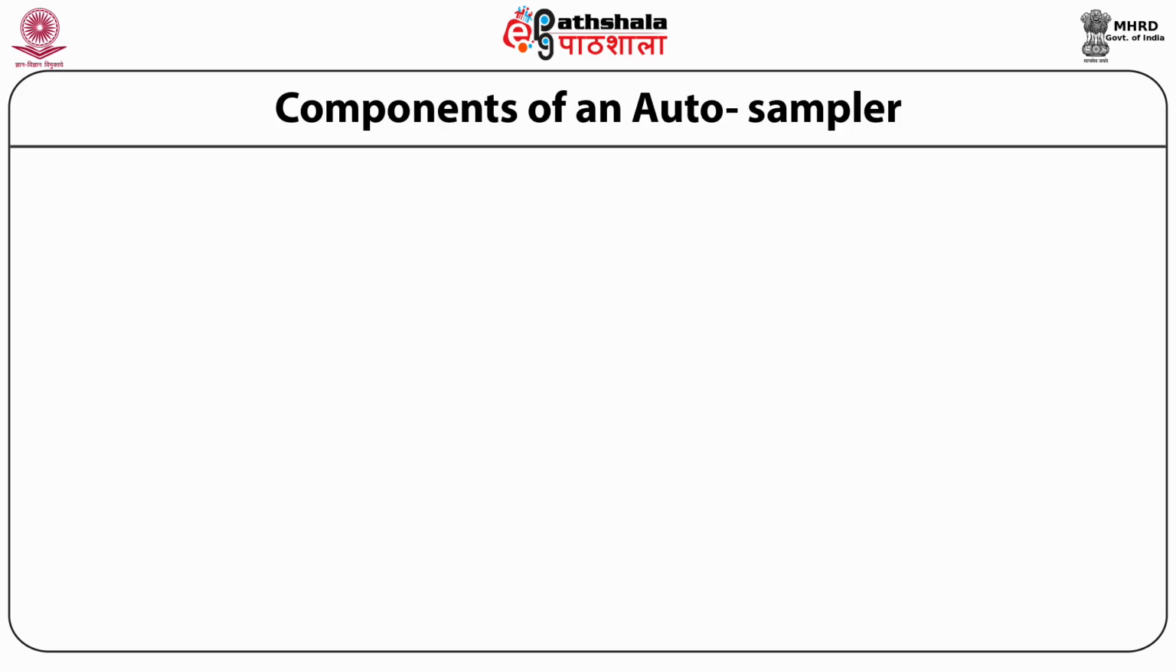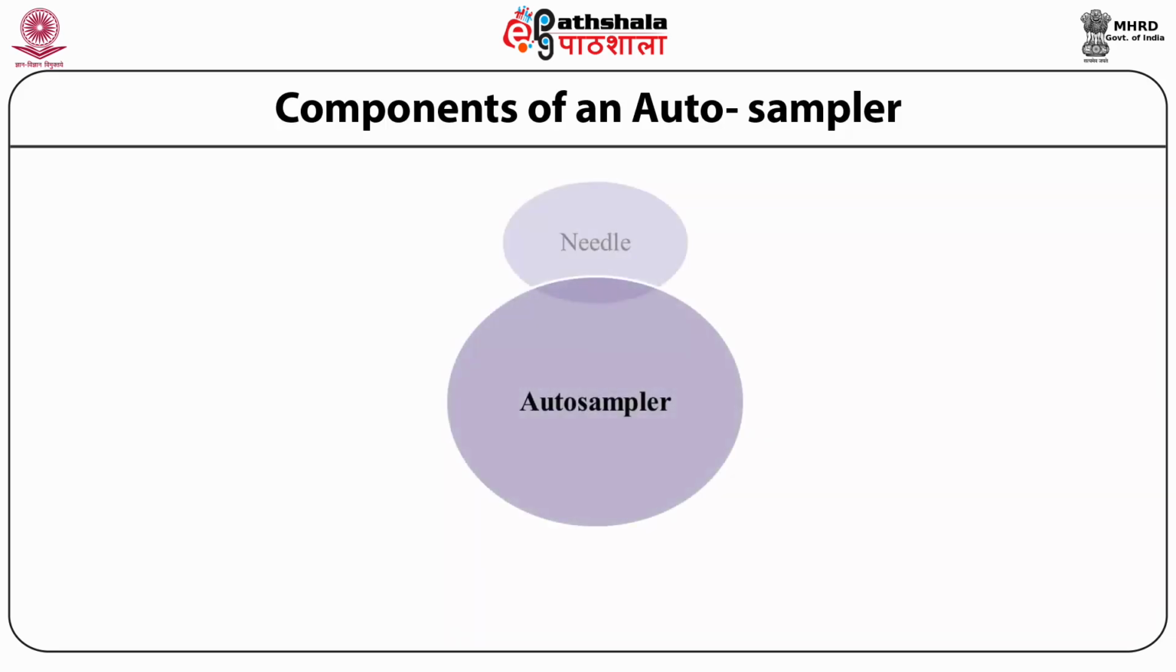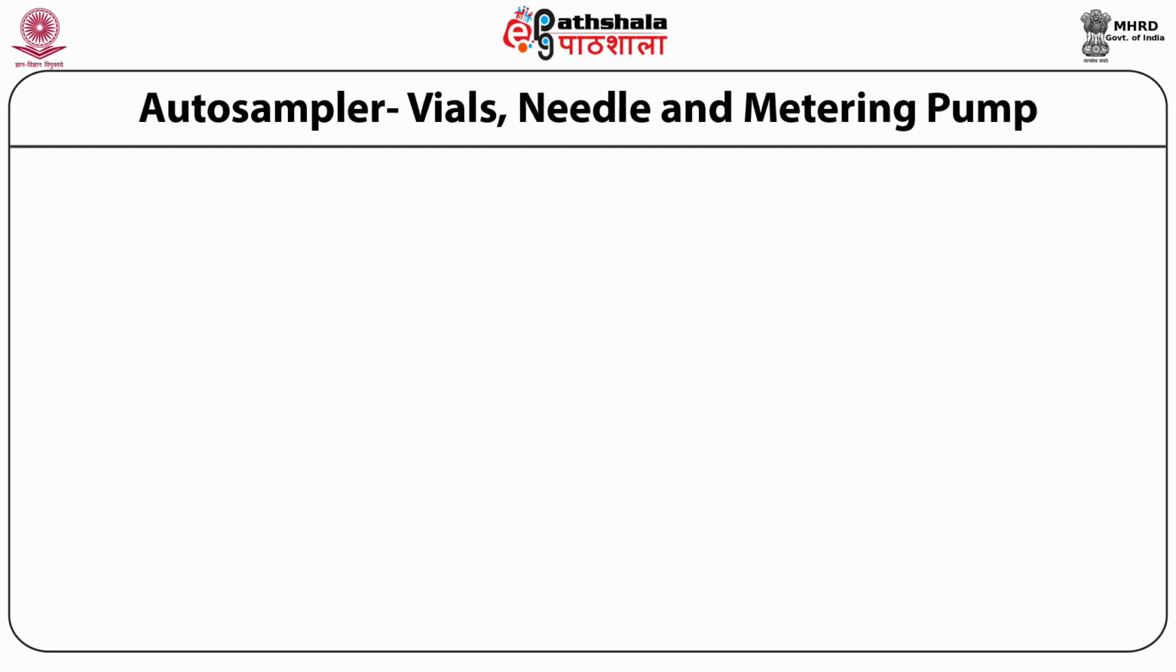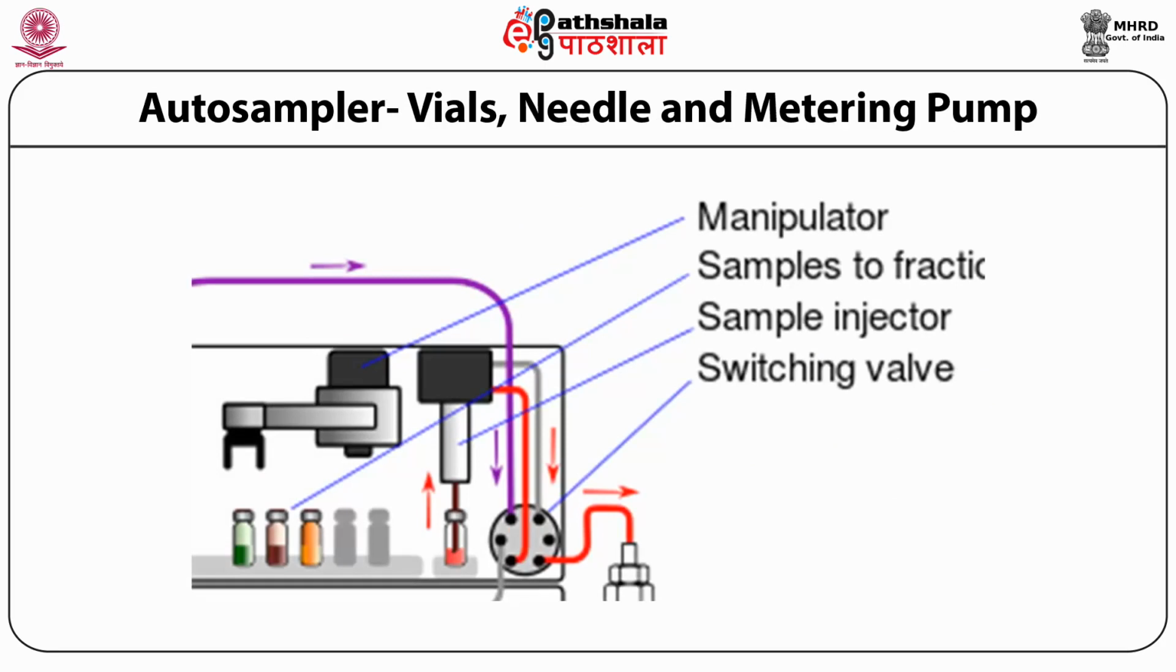The components of an autosampler include needle, metering pump, a sample loop, and an injection valve. Vials, needle, and metering pump in an autosampler. Autosamplers use a needle that penetrates the capped sample vial. The needle is attached to a flexible tubing. Sample is withdrawn from the vial into the loop of a sample injector by suction.